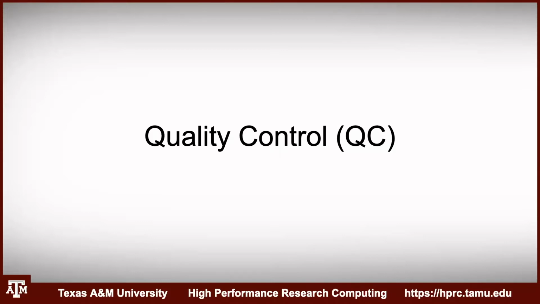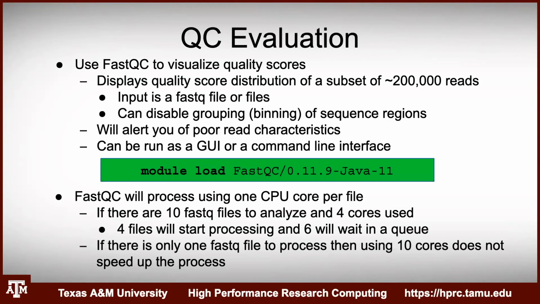All right, what I'm going to go over now is quality control, but specifically for Illumina short read data. A popular tool to use for this is called FastQC. What this does is it takes a subset of your library, approximately 200,000 reads, that you give it as your input as a FASTQ file, and it assesses the quality of those reads at each position and produces a number of different graphs to help you visualize the quality of your data.